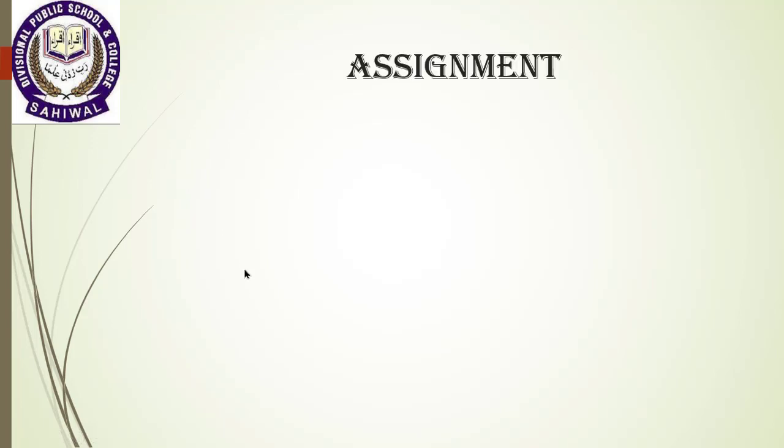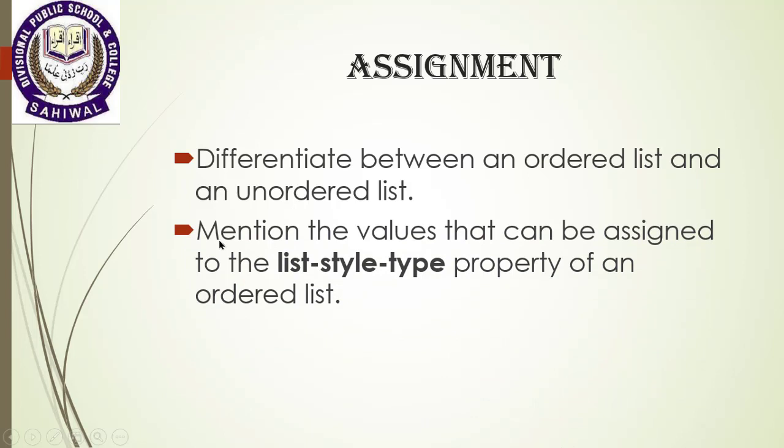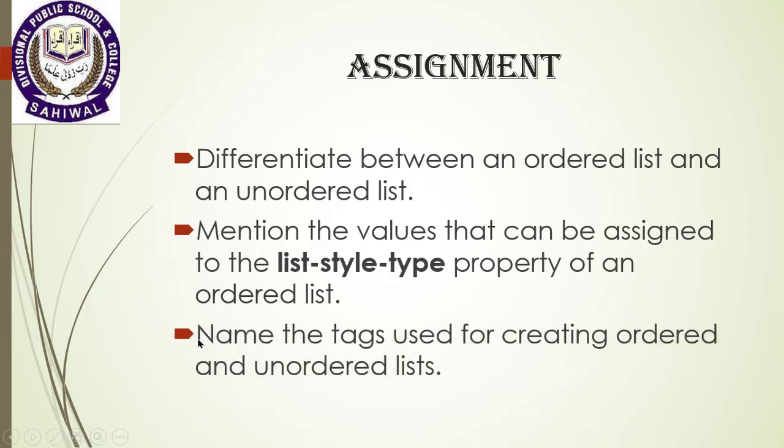There is an assignment for you. Question number 1: differentiate between an ordered list and an unordered list. Question number 2: mention the values that can be assigned to the list style type property of an ordered list. Question number 3: name the tags used for creating ordered list and unordered list. Students, you can solve this assignment by taking help from your computer book.